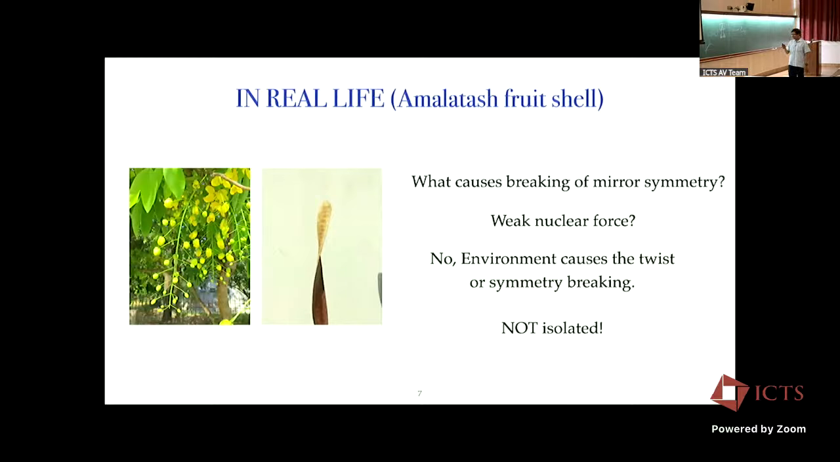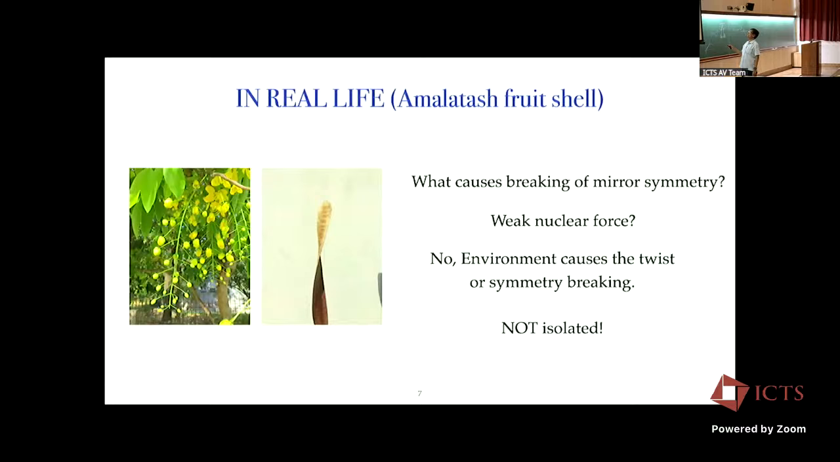So some nice pictures. If you visited IIT Kanpur, you'll see this in two seasons, autumn and spring. Amaltas fruit tree. Now, if you look at the shells, you will find them plenty right now. It is twisted. Now, this breaks the symmetry. This is helical. This is handed. It is twisted. So, what is breaking the symmetry?